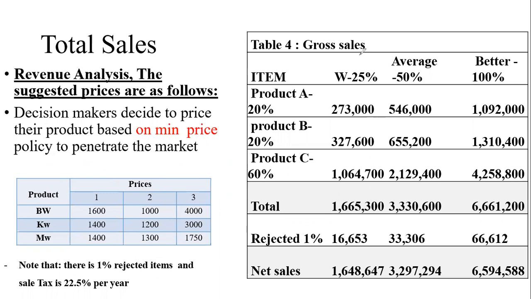Okay, then he said to me a very important point. This product has rejected items. What do you mean by rejected items? That I have a 1% rejection of items. What is the rejection of items? It is an item that is returned. So I didn't receive its money. So the rejected items here is 1%. So this 1% out of the 1,600,000.